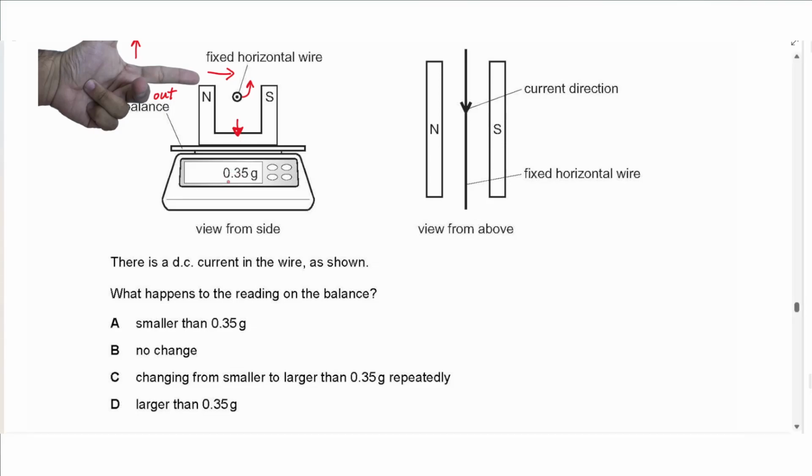That would cause the reading on the balance to increase, not decrease, and it will not stay the same. So no change is unacceptable. Smaller is unacceptable. Changing from smaller to larger repeatedly, no. So it will only be larger than 0.35 grams. So the answer here is D.